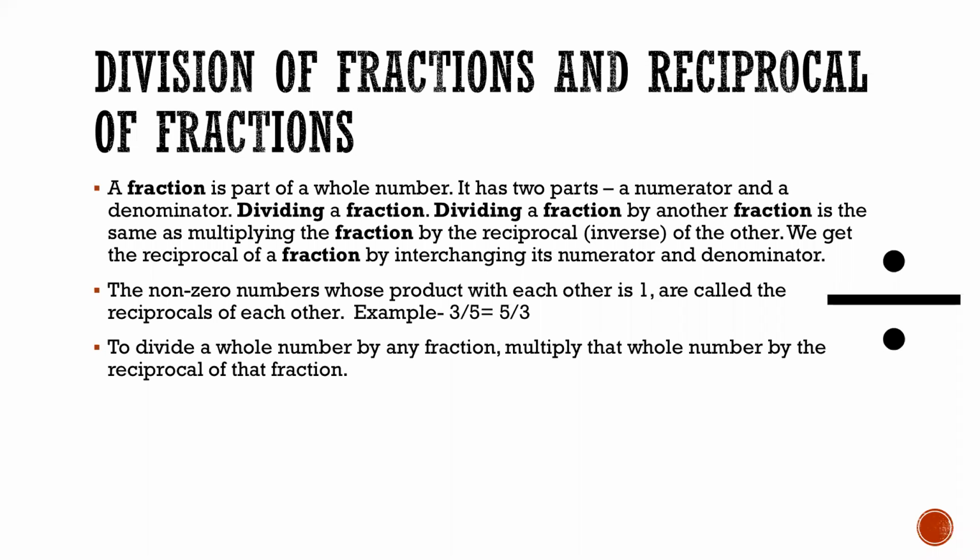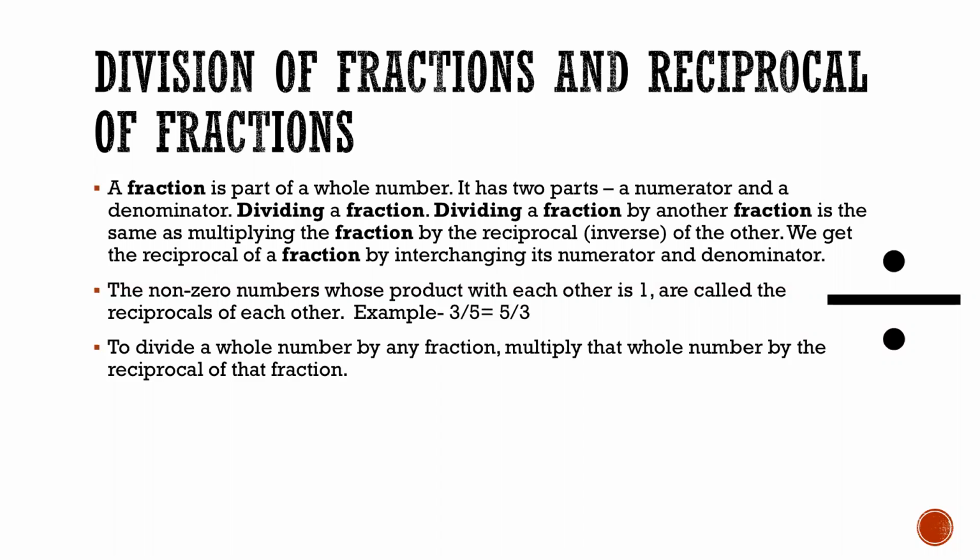Division of fractions and reciprocal of fractions. A fraction is a part of a whole number. It has two parts, a numerator and a denominator. Dividing a fraction by another fraction is the same as multiplying the fraction by the reciprocal, which is known as the inverse of the other. We get the reciprocal of a fraction by interchanging its numerator and denominator. The non-zero numbers whose product with each other is 1 are called the reciprocals of each other.